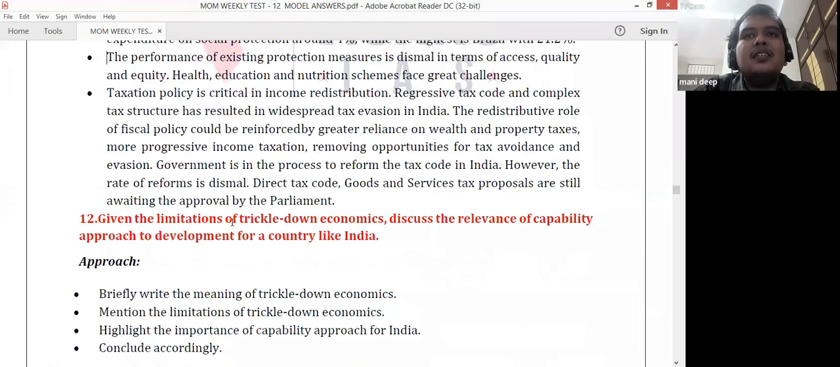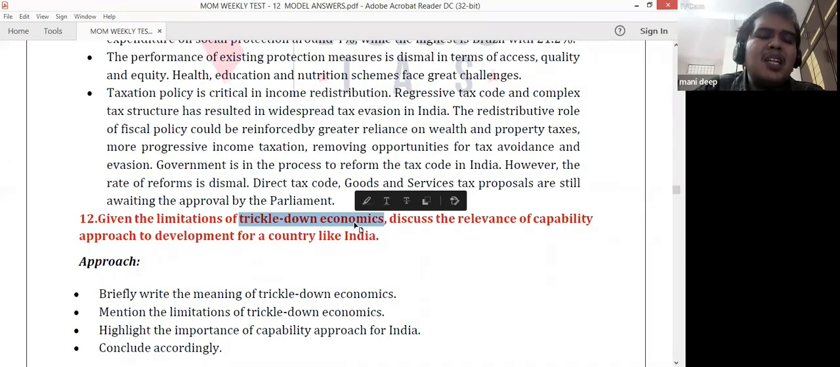Then this 12th question is regarding trickle-down economics. So trickle-down economics was very famous in the 1800s and 1900s. If we say this is a pyramid, the population pyramid, and you accumulate all the wealth at the top of the pyramid, in the hands of very few people, then these few people will invest, which will bring in an investment base at the next level, which will provide so many employment opportunities, which will give wages to a huge number of people.